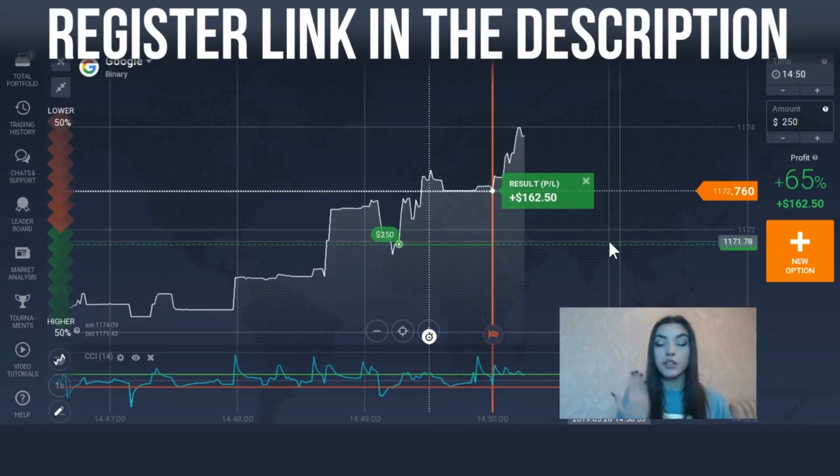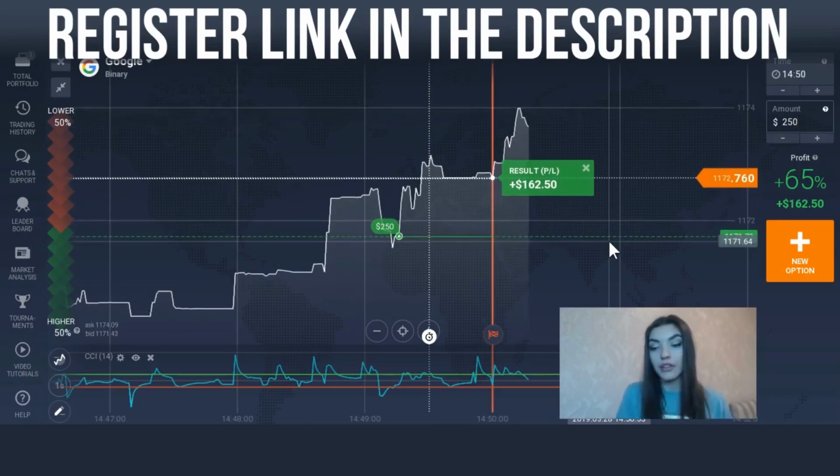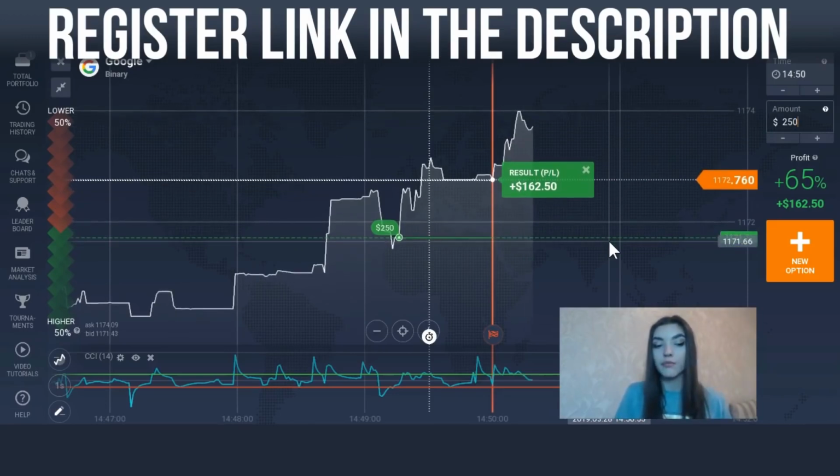Please tell me what you actually think about this indicator. Maybe there are many better indicators than this one. I'm waiting for your personal comments.